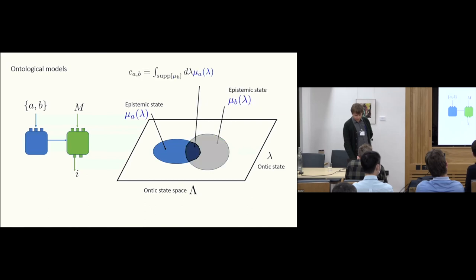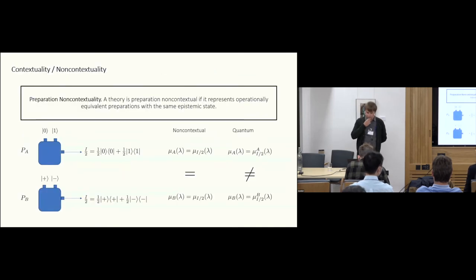Now, it's also useful in this model to define what's called the confusability. So if you have two preparations, here mu A and mu B, then the integral over the overlap of the two functions is called a confusability. And this is completely equivalent to the square of the overlap of two quantum states, which we are more familiar with from Hilbert space representation. Okay, so now we're in a position in which we can define non-contextual and contextual theories.